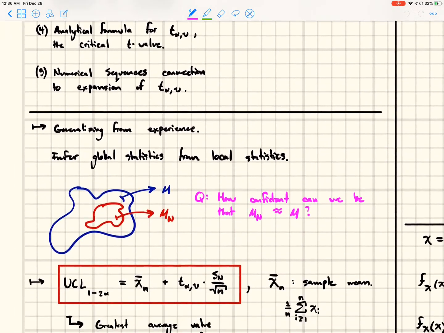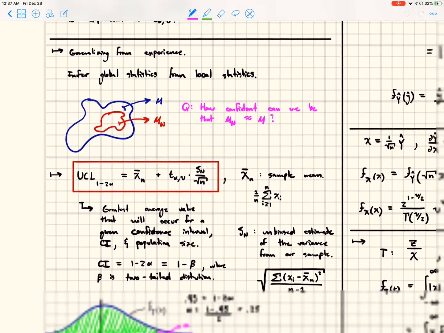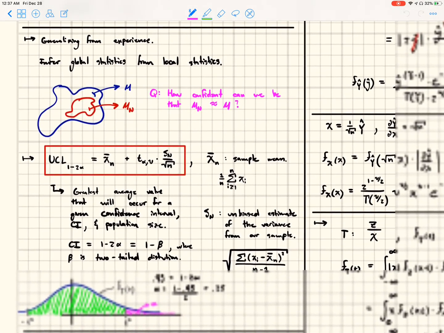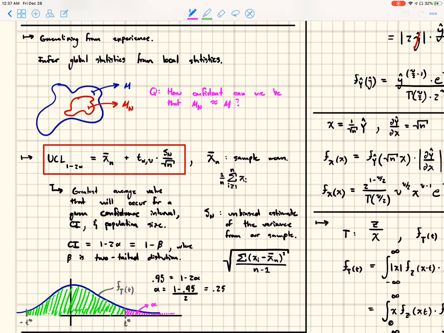So, if we remember, the motivation for doing this had to do with this general problem of generalizing from experience, which is to say, inferring global statistics given our measure of local statistics. And this problem crops up in all kinds of places, but the one example I used to elaborate why this is important has to do with the upper confidence level.